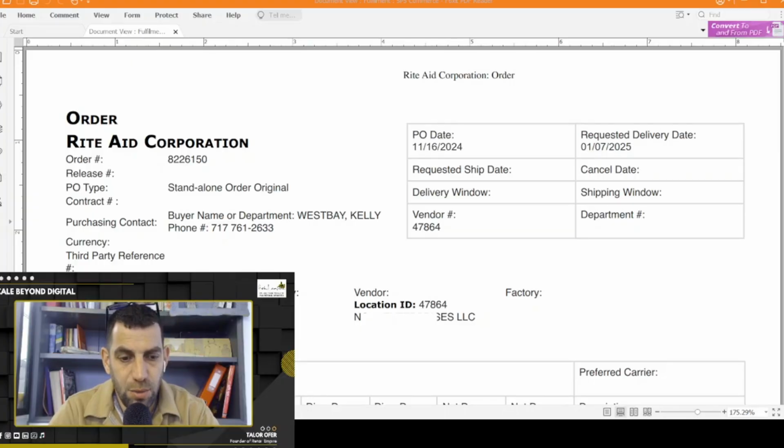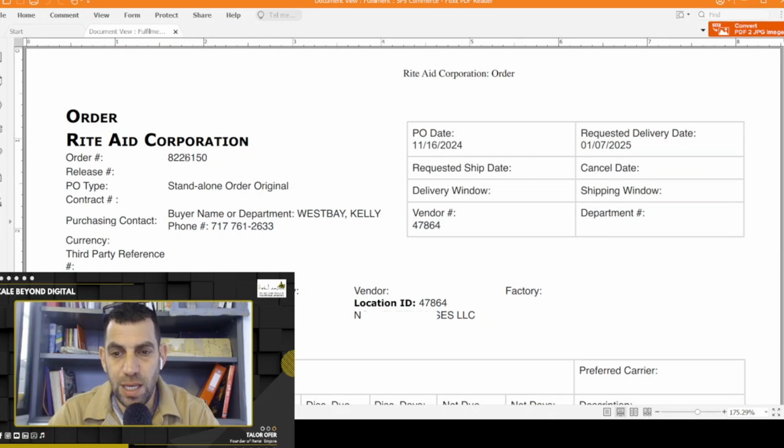Where are we? Here we go. This is the purchase order. As you can see, on the top left there is RiteAid Corporation, and then you have the order number, which you're going to use later when you're entering details into the system. What system? I'll explain shortly. Purchase order type: this is a standalone order, original. Although it's 1 out of 4, it is considered a standalone one, which means it's not a blanket order.